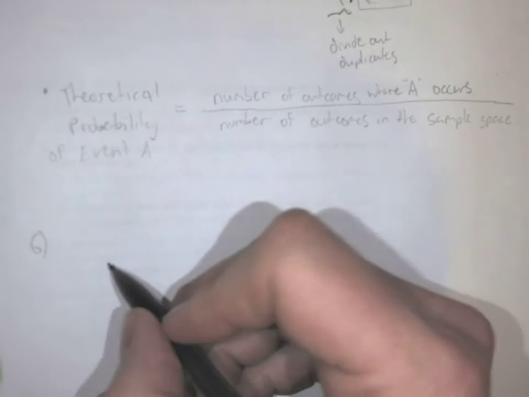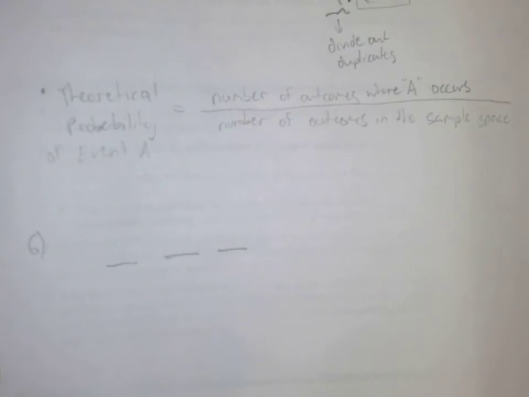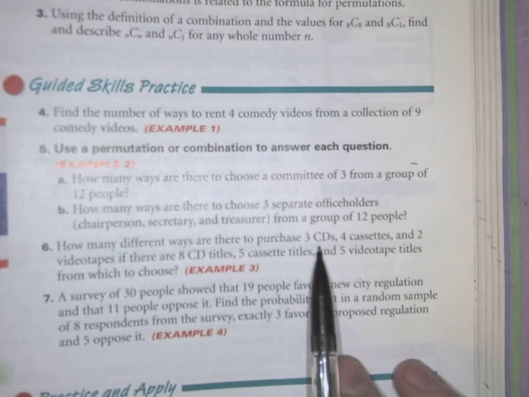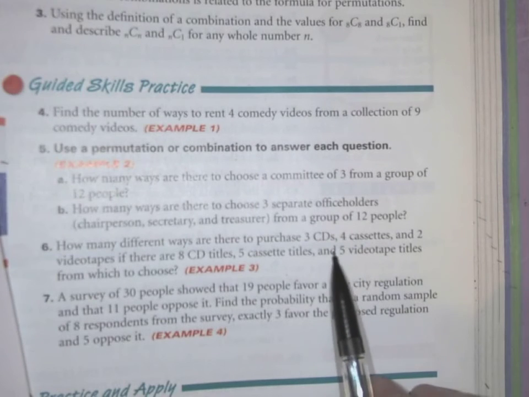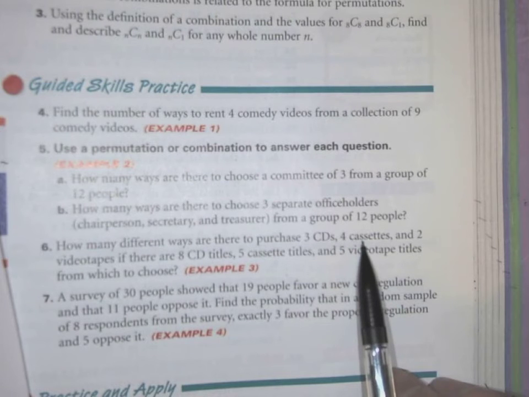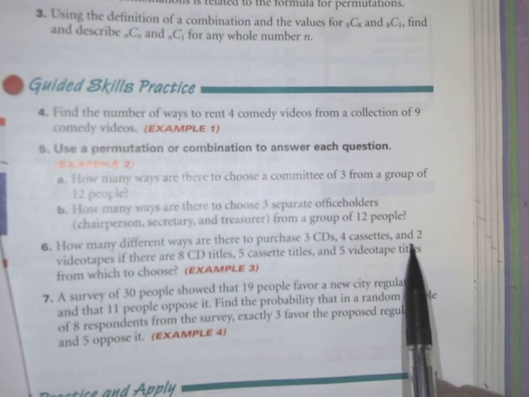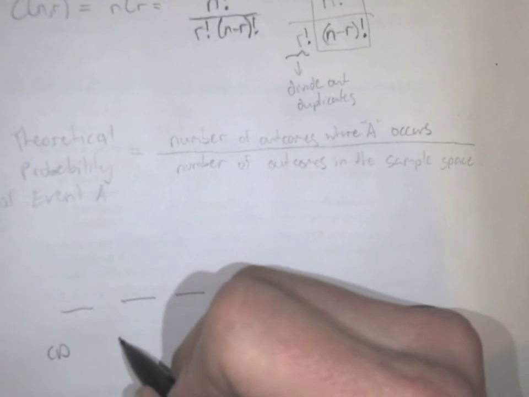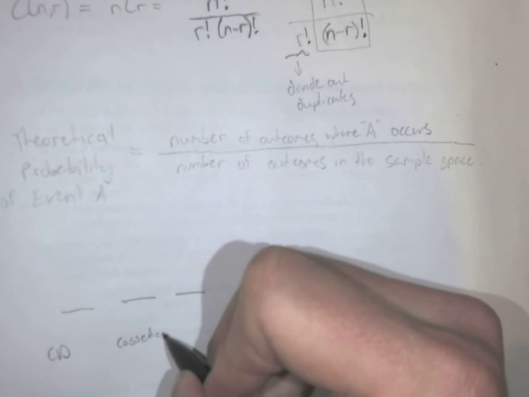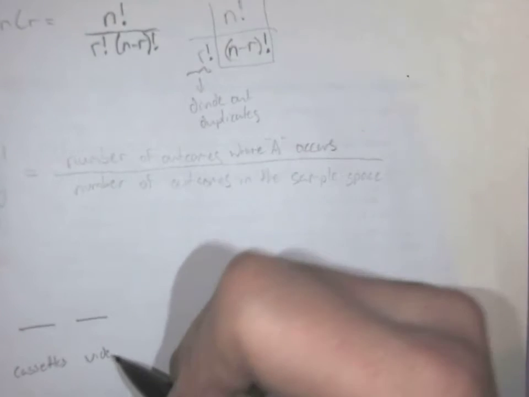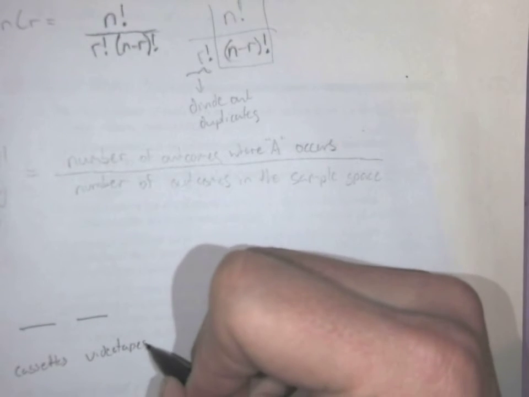So there's going to be 3 events here: Event 1, Event 2, and Event 3. We'll just see what order they write. They write 3 CDs first, so let's say picking CDs is Event 1. Picking 4 cassettes would be Event 2, and then picking 2 videotapes would be Event 3. So we have CDs for our first event, cassettes for our second event, and then videotapes.